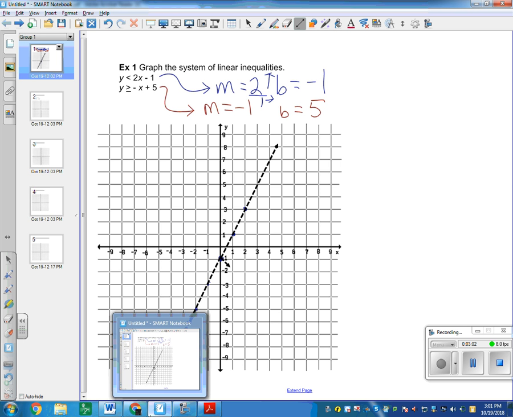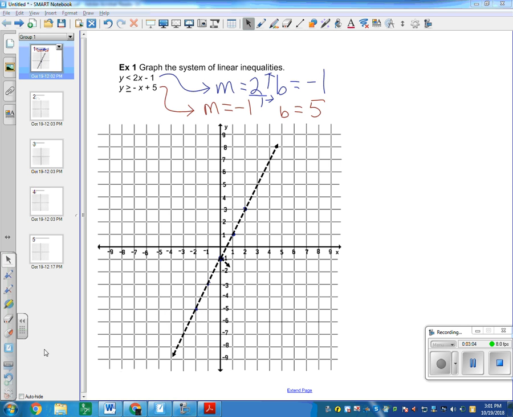Okay, that should be good, right? And somehow I got an extra thing in there and I want it out of there. So bear with me a moment. Let me get rid of that. Okay. Well, we will worry about the shading at the very end.